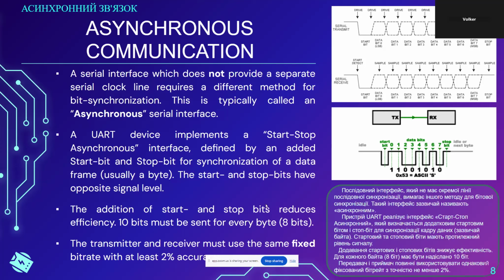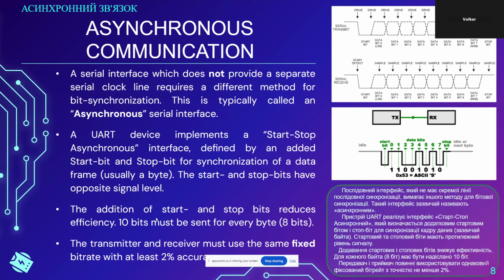The addition of start and stop bits reduces efficiency. 10 bits must be sent for every byte. So that is a drawback. The advantage of the asynchronous communication is it does not require a clock line. It can be transferred basically just on a single wire, on a single data channel, without the need for an additional clock channel. The disadvantage is in this case that there's an overhead. The overhead is 2 extra bits.